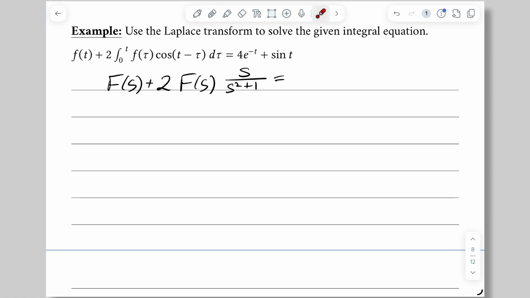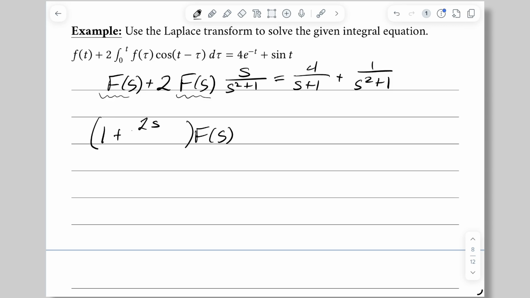On the right-hand side, 4e to the negative t is going to transform to 4 over s plus 1, and the sine of t is going to transform to 1 over s squared plus 1. We want to isolate F of s, so I'm going to factor it out of the terms on the left-hand side, and inside the parentheses that I'm multiplying by F of s, we get 1 plus 2s over s squared plus 1. I meant s squared plus 1.